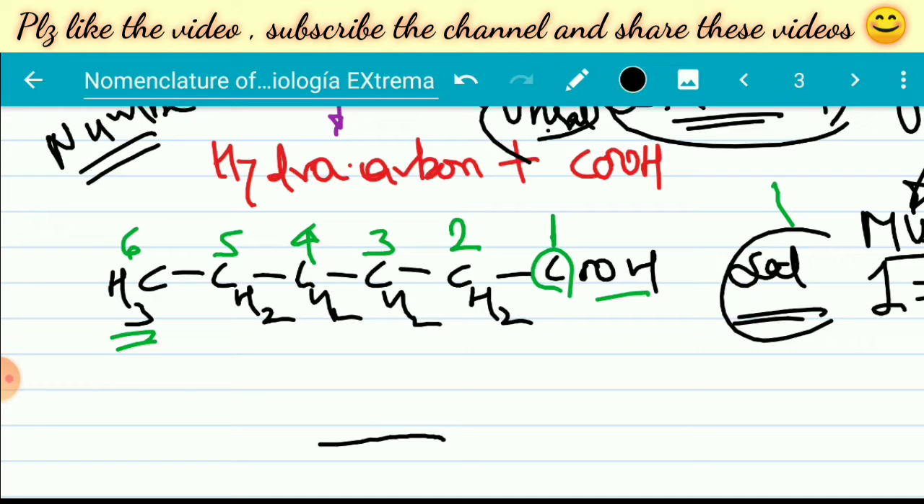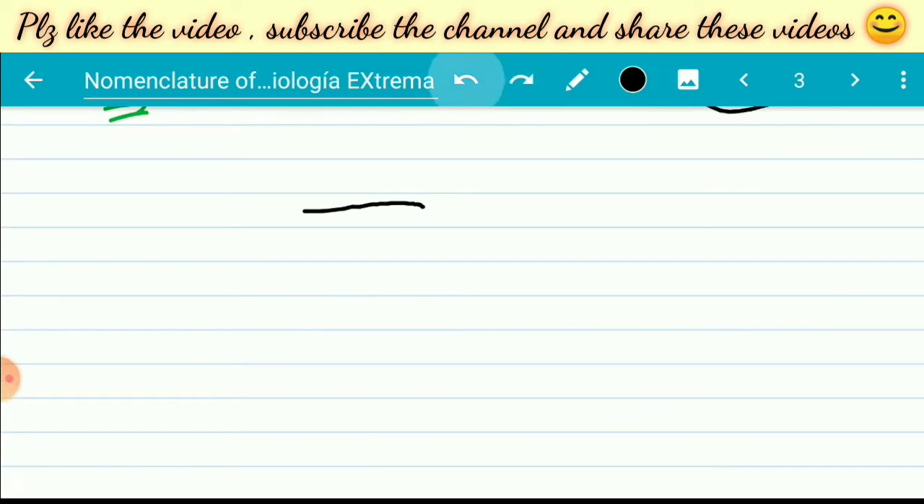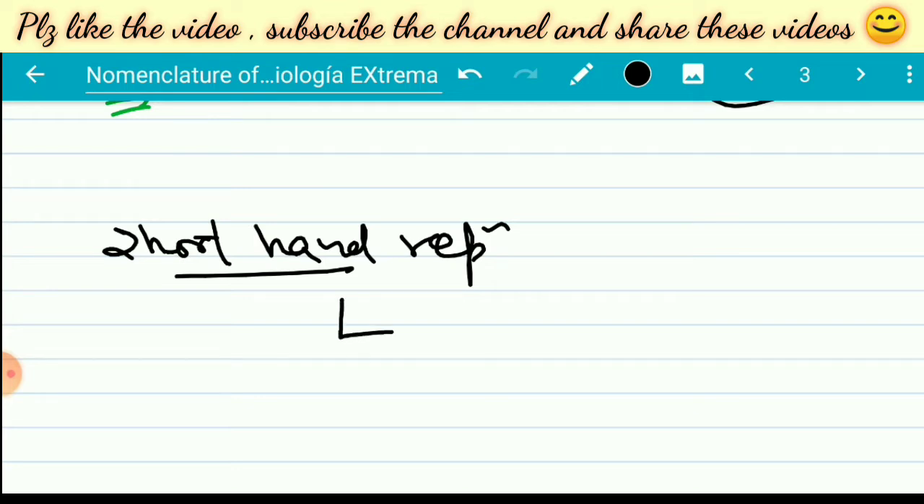So we know that we number the carbon 1 to the carboxylic carbon, then subsequent carbons 2, 3, 4, 5 and so on. It's just this simple. Now we'll look at another concept, which is called shorthand representation. We'll come back to a fatty acid in a minute. I'm drawing three boxes to represent the three things we are going to show, and these things are going to be in order.